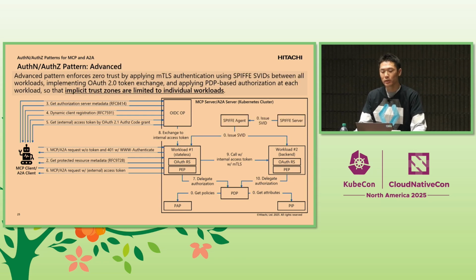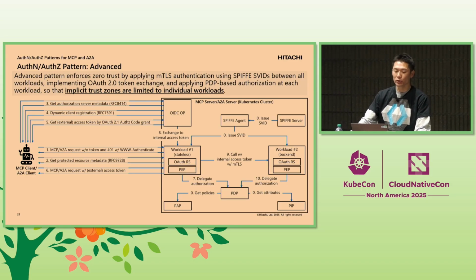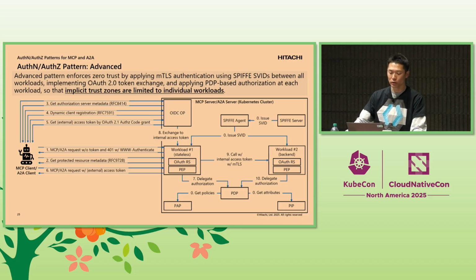Second, this is the advanced authentication and authorization pattern for MCP and A2A. In the advanced pattern, we enforce zero trust by applying mutual TLS authentication using SPIFFE SVIDs between all workloads. Authorization decisions are delegated to a PDP at each workload, and token exchange must also be implemented where necessary. This pattern is recommended for environments handling sensitive data, public network exposure, or requiring strict internal security controls.